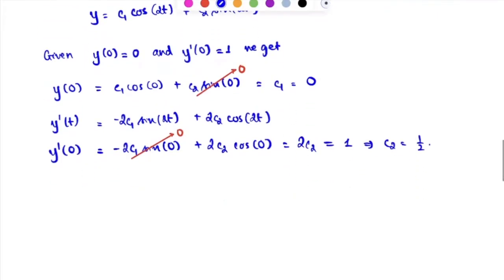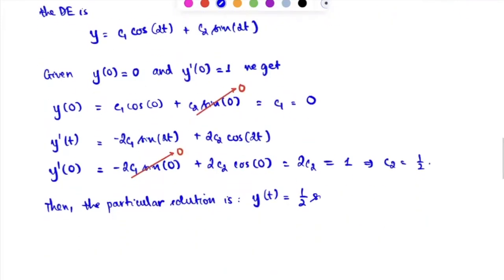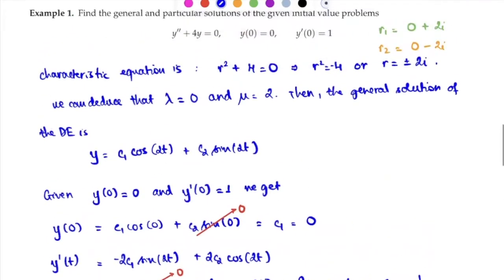Then the particular solution is y of t equal to 1/2 times sine of 2t. Okay, so that's the procedure to get the general solutions and particular solutions.